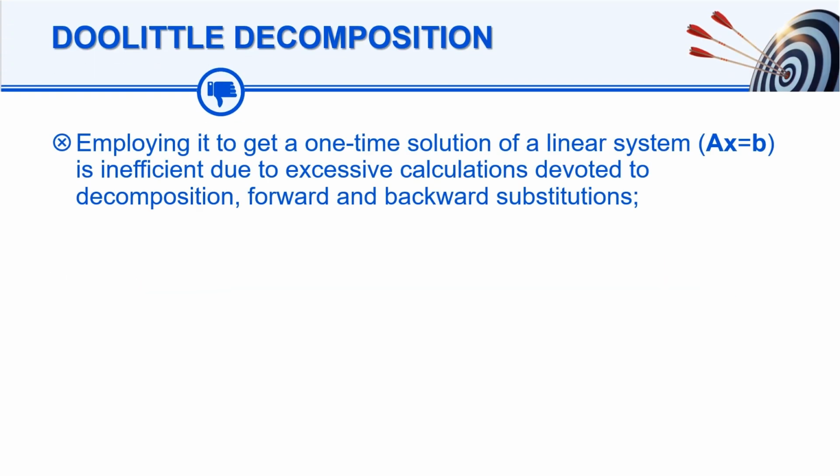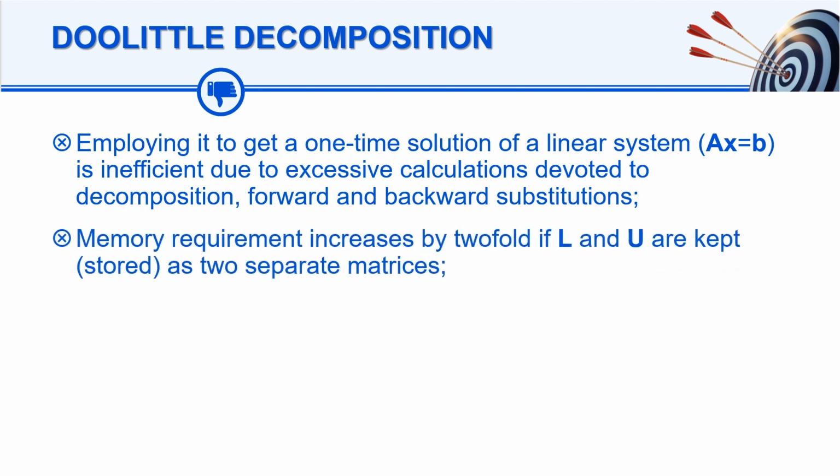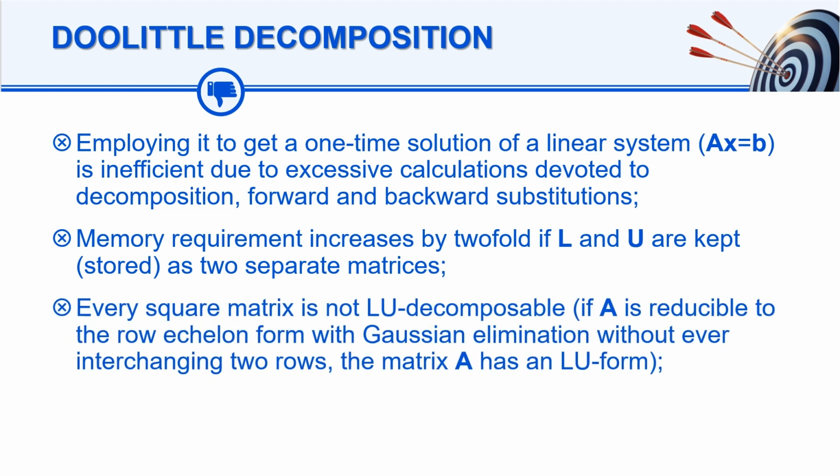However, the method comes with several drawbacks as well. Employing it to get a one-time solution of a linear system is inefficient due to excessive calculations devoted to decomposition, forward, and backward substitutions. Memory requirement increases by twofold if L and U are stored as separate matrices. Every square matrix is not LU decomposable. If A is reducible to the row echelon form with Gaussian elimination without ever interchanging two rows, the matrix A has an LU form.